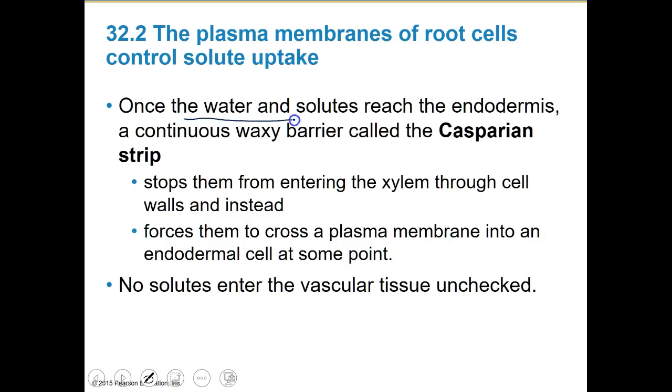But once the water and the solutes reach the endodermis, a continuous waxy barrier called the Casparian strip stops them from entering the xylem through cell walls and instead forces them to cross a plasma membrane into an endodermal cell at some point. So no solutes enter the vascular tissue unchecked. The whole point of the Casparian strip is to be a barrier and do some checking. It's like entering the airport. We're doing the checking here. It's your TSA. It's check-in. Who are you? What are you delivering here?